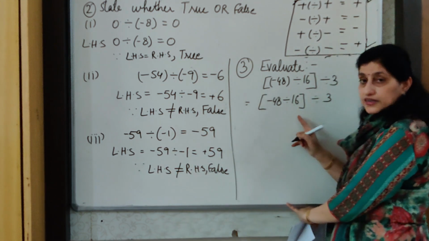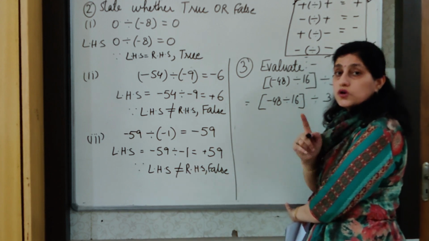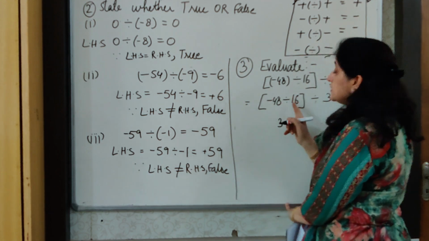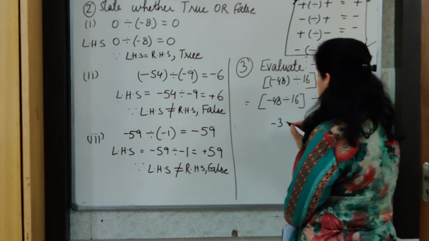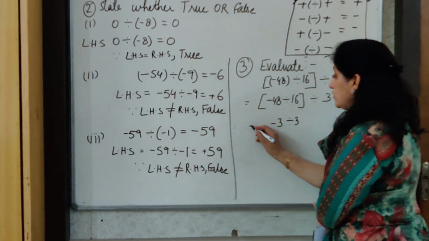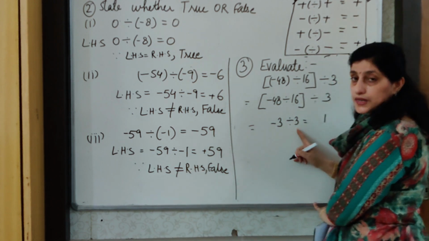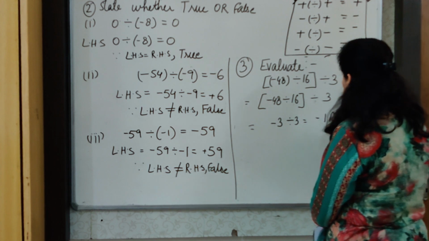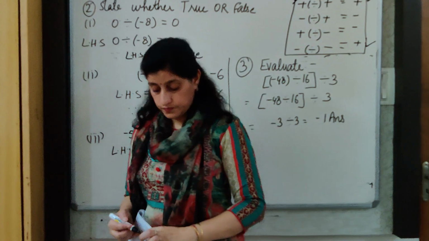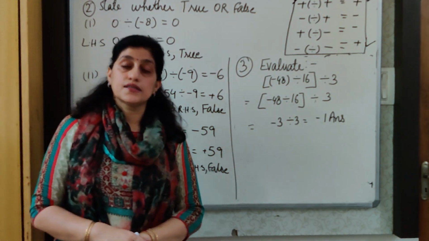Now 48 divided by 16 is 3. 16 ones are 16, 16 twos are 32, 16 threes are 48. So I get 3, and minus divided by plus is minus. So minus 3 divided by 3. 3 divided by 3 is 1, and minus divided by plus is minus. So here I will get minus 1 as the answer. I hope we have taken up good examples and you are understanding also.